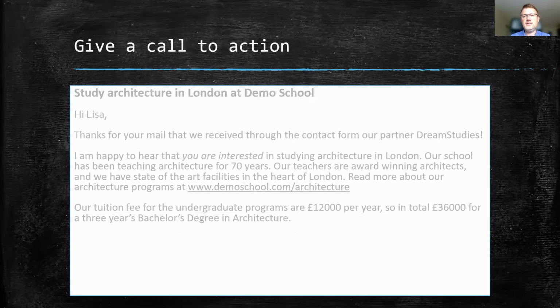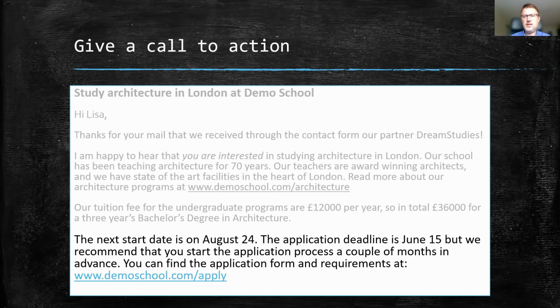And finally, give a call to action. What do you want the students to do next? Apply, book a meeting, take a test? Always let the students know what to do next if you want to convert. In this case, we know that Lisa wants to start as soon as possible. So we inform her that the next start date is August 24 and the application deadline is June 15. Then we encourage her to start the process on time and give her the link to the application form and requirements.